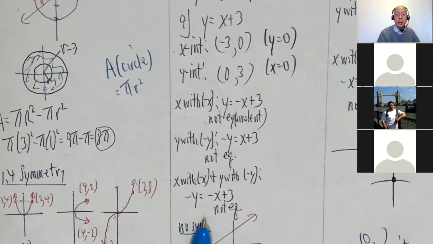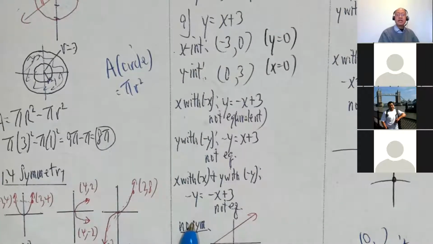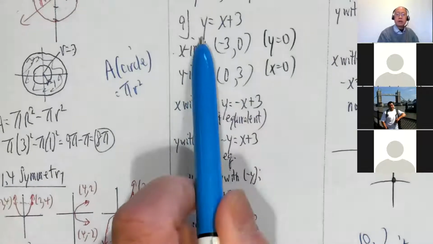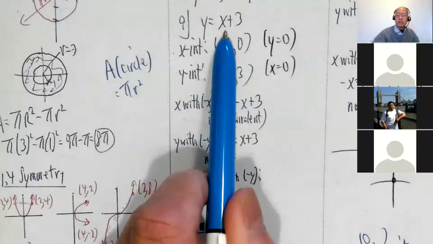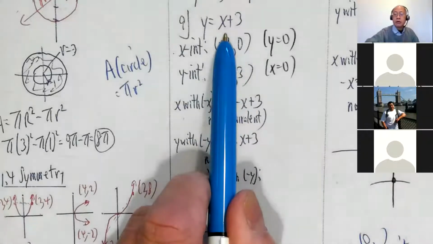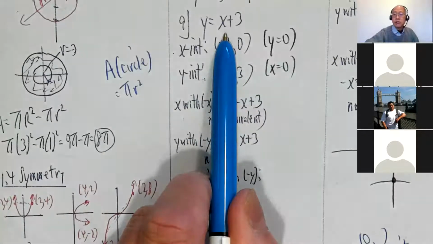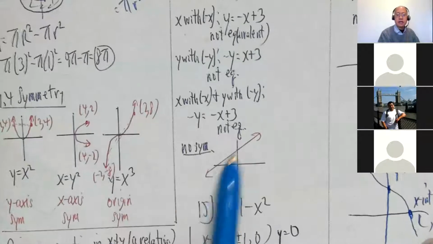And the problem's actually finished, but you can see that easily with a quickie graph. Remember from your algebra, that's like y equals mx plus b, right? So y equals mx plus b, slope is 1, y-intercept is 3. So a very crude sketch is like that.